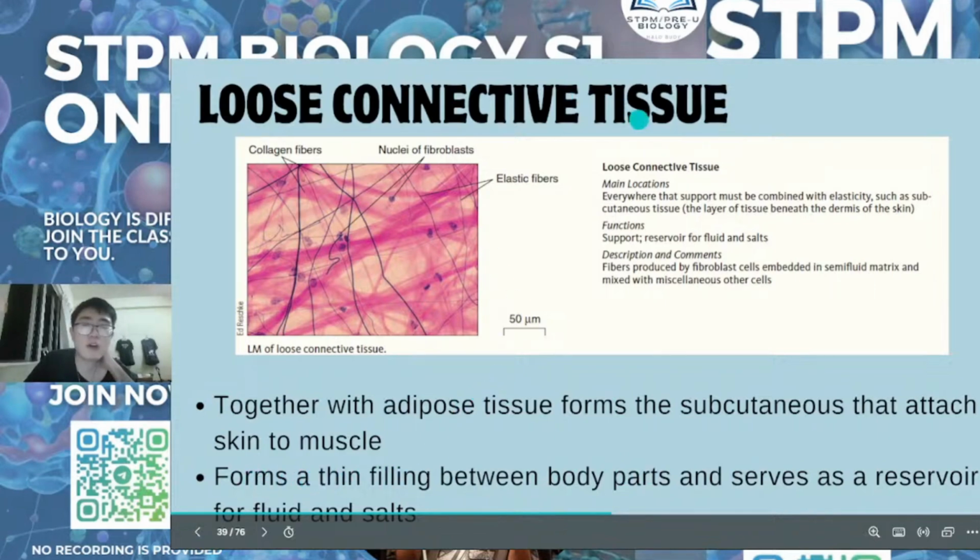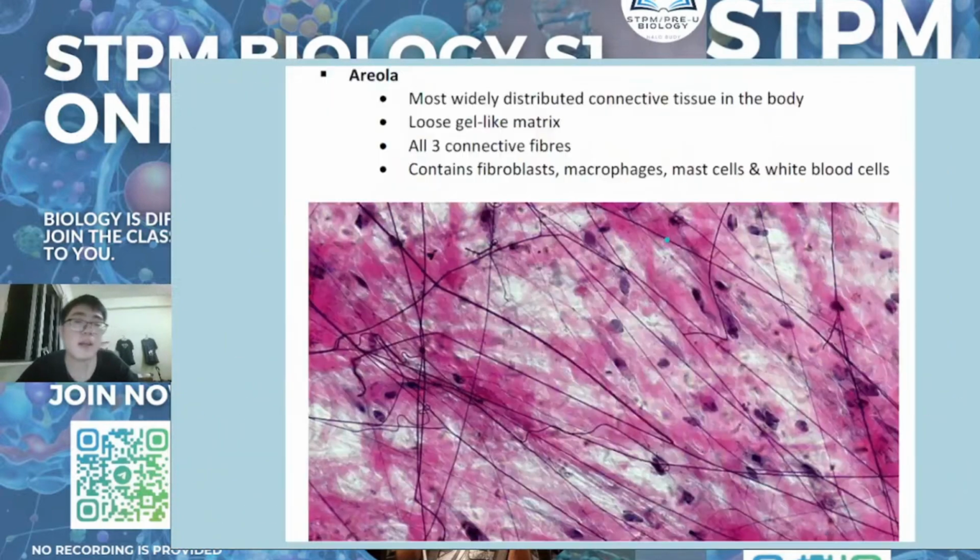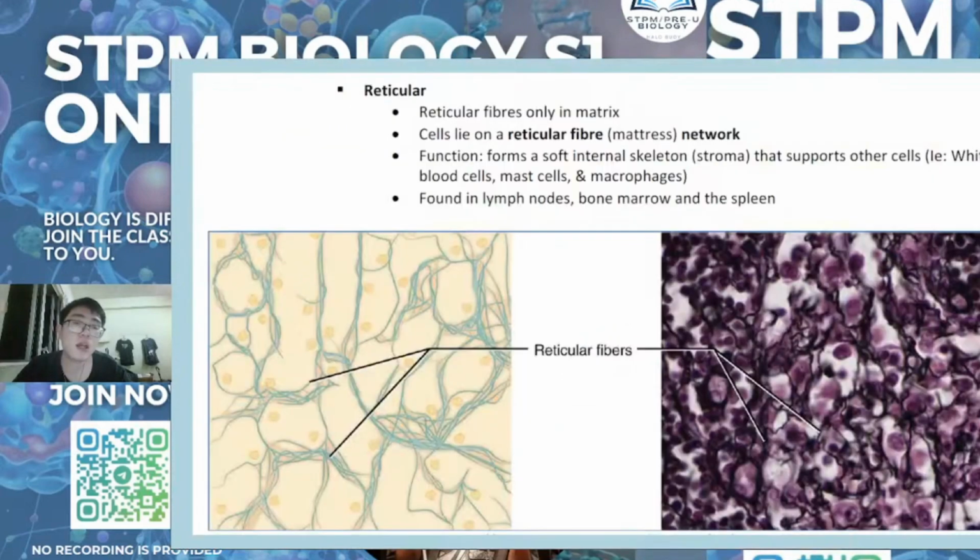So normally it is found in our skin tissue, at the dermis layer, the innermost layer. Our main location is actually not only on the skin, but everywhere that needs support combined with elasticity, such as subcutaneous tissue. Normally this provides the function of support. Support what? Okay, so there are three types of tissue: areolar, adipose tissue, and also reticular.